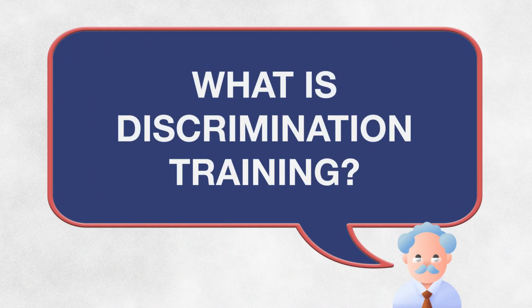Discrimination training in applied behavior analysis is a teaching procedure that helps clients learn to respond differently depending on the stimulus presented. It involves reinforcing a response in the presence of one stimulus, the discriminative stimulus or SD, while the same response is not reinforced in the presence of another stimulus, the S delta. Through this process, clients learn to label objects correctly, accurately follow specific instructions, and use words effectively when communicating.